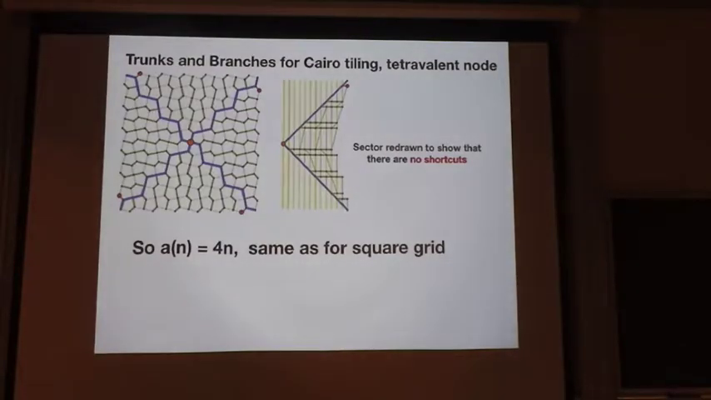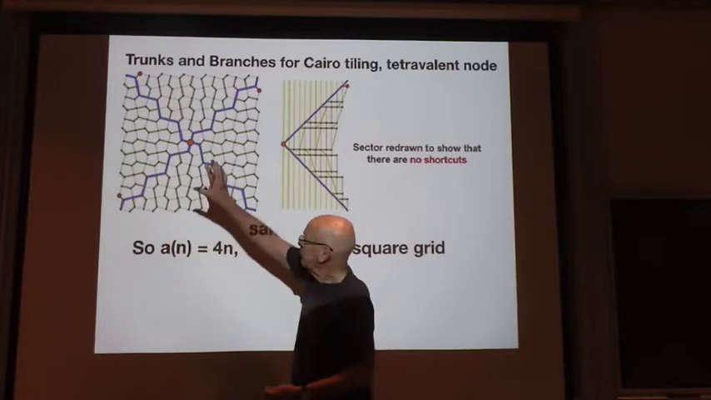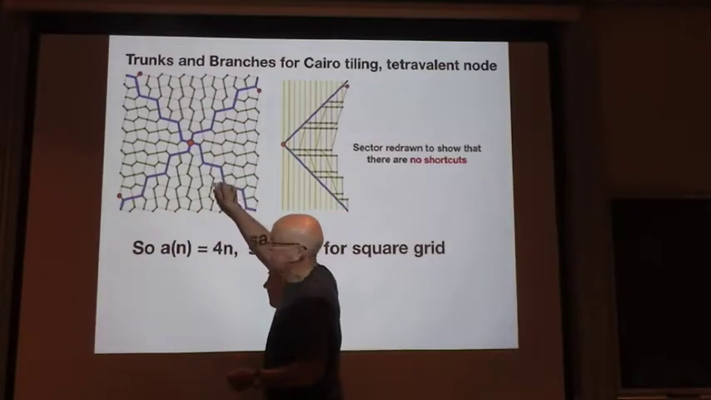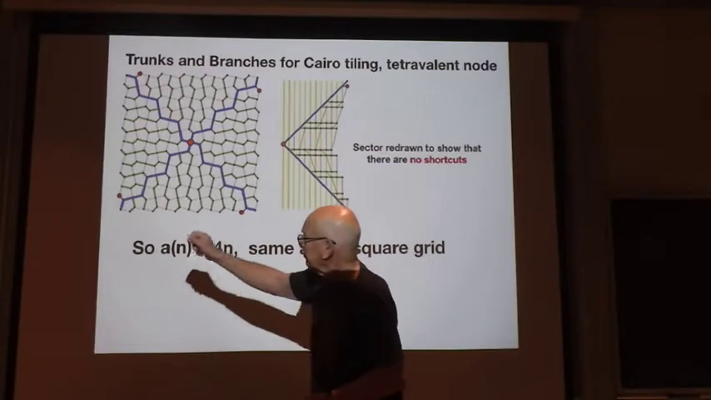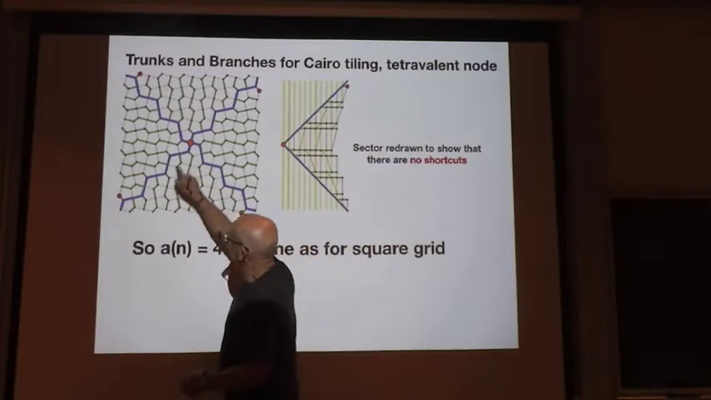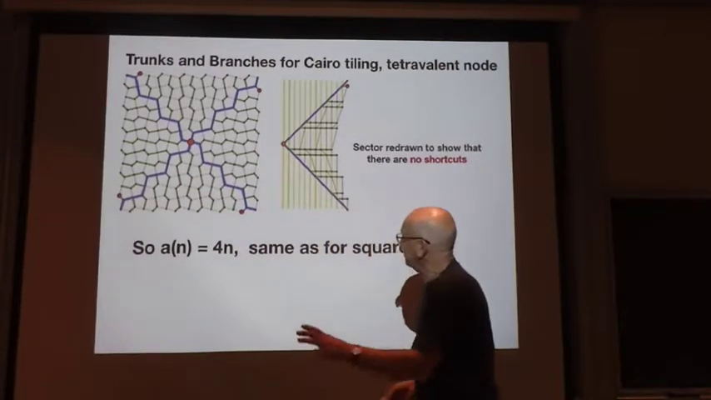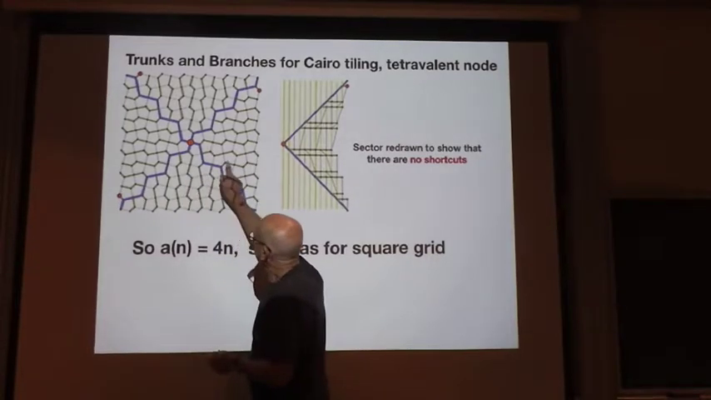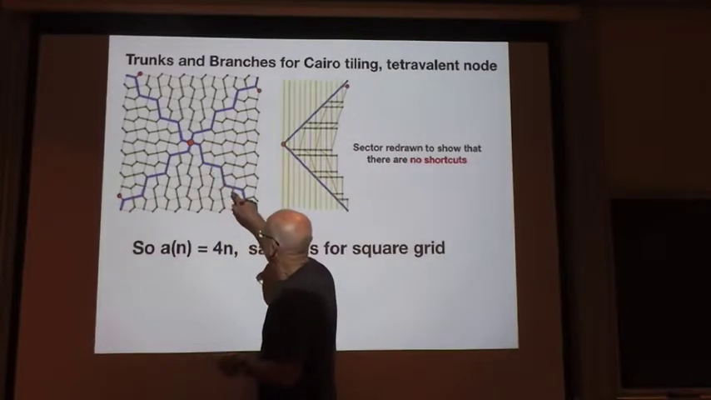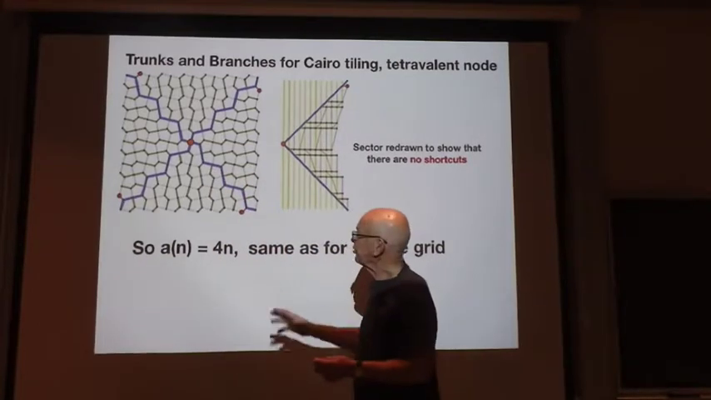So here's Cairo. Here's the tetravalent node of Cairo. Here's the Cairo tiling, but I've redrawn it with colored pencils. The little girl has filled it in nicely. She's colored in 4 blue trunks and then green branches like this. And you can see that we've reached every node by either a blue path or a green then blue path.